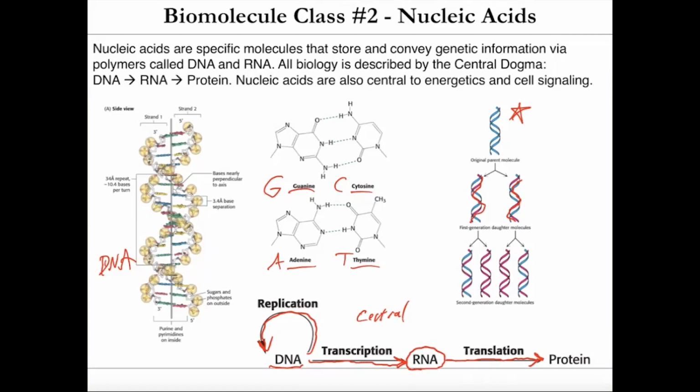And so, I had a professor in undergrad who basically told everyone that the secret of life is getting the right protein in the right concentration to the right place at the right time. And the central dogma, this process here, is basically how that happens. Nucleic acids are also involved in some other processes. So ATP, that energy molecule, that is also a nucleic acid, and they're also involved in cell signaling or communication between cells. So nucleic acids are biomolecule class number 2.